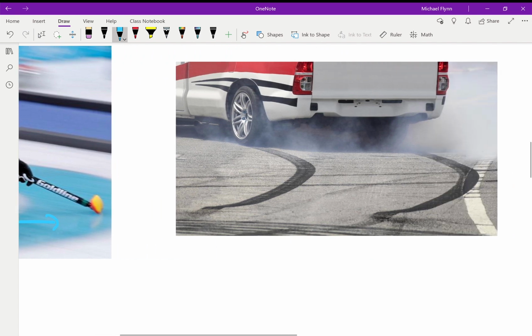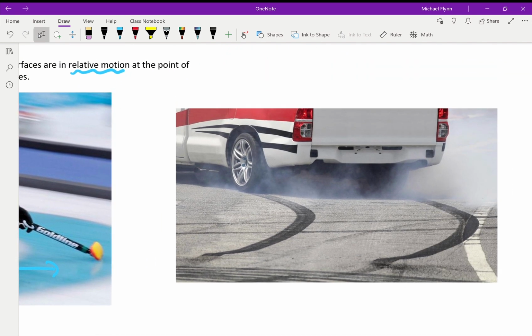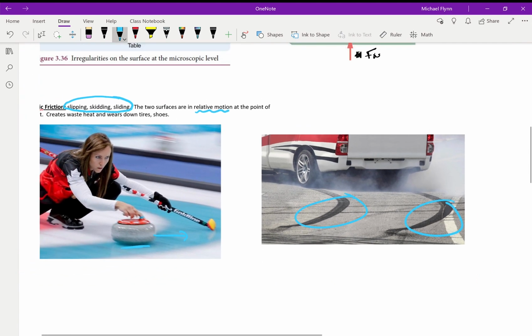Now in this example, we see tires. This is not a slippery road, but you can see the marks left behind as the tires skid across the surface. The truck has lost control here. That's when you get skid marks like this. You can see it created a lot of waste heat, and now the tires are smoking. They're so hot that they're releasing smoke into the air, and you'll get the smell of burning rubber. Anyway, kinetic friction.